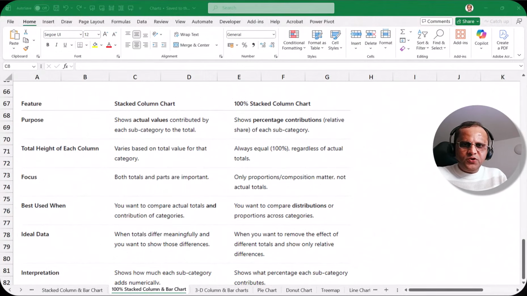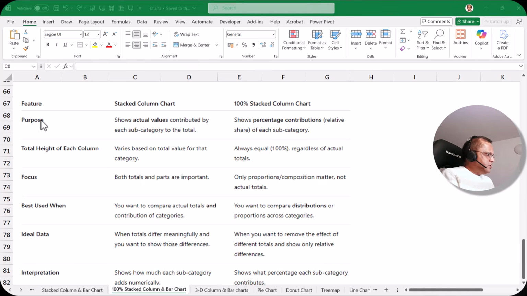Now in the previous video we saw how we can create the 100% stacked column chart and 100% stacked bar chart. Now in this video I want to focus on the major differences between a normal stacked column chart and a 100% stacked column chart. So what are the differences between these two charts? Let us see the differences.